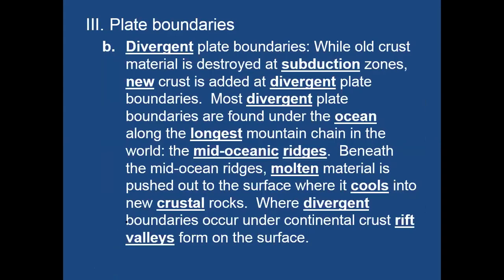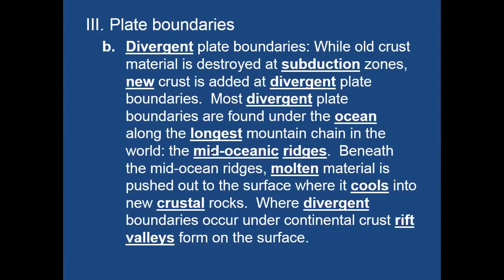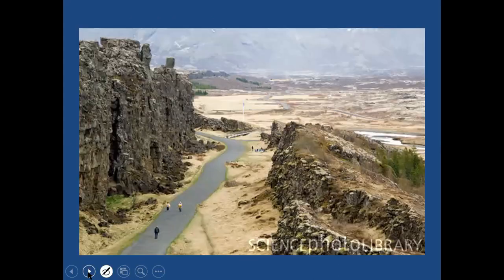Now, divergent means to move apart from or to move away from. So if two plate boundaries are moving away from each other, we're going to get different interactions, okay? Most divergent plate boundaries are found under the ocean, at those mid-ocean ridges that we talked about. And so the longest mountain chain in the world is a mid-oceanic ridge. But sometimes we can get divergent plate boundaries on land.